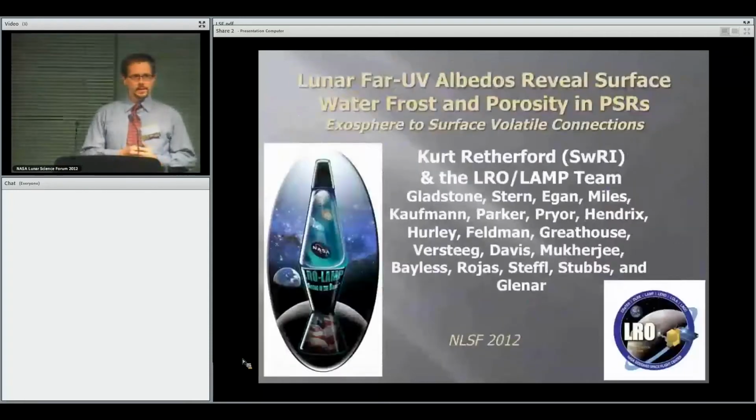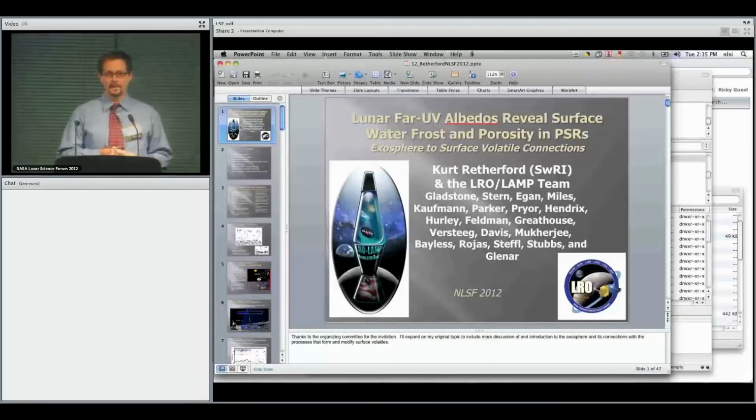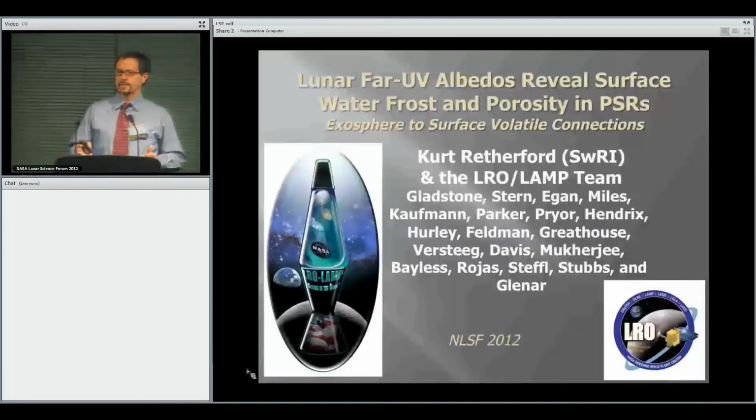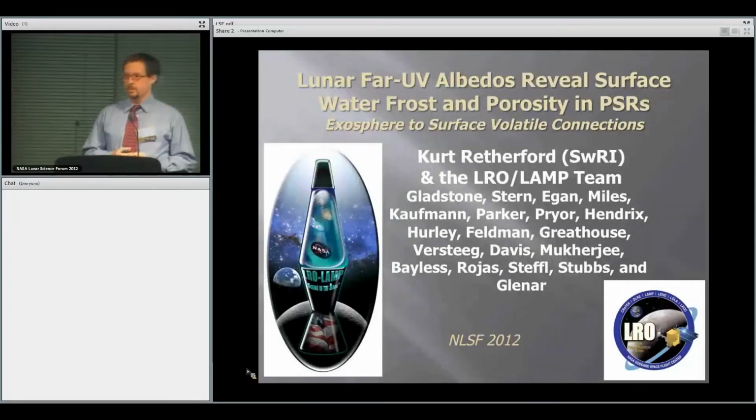So LAMP stands for the Lyman Alpha Mapping Project. It's a UV spectrograph on LRO, and I'm currently the deputy PI. And today I'll talk to you more about the UV albedos that we've measured with LAMP.